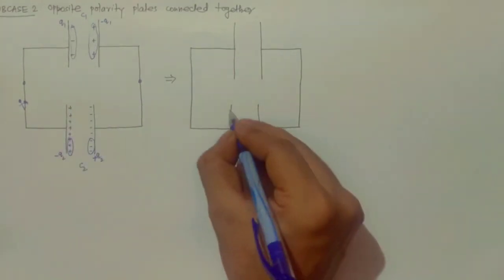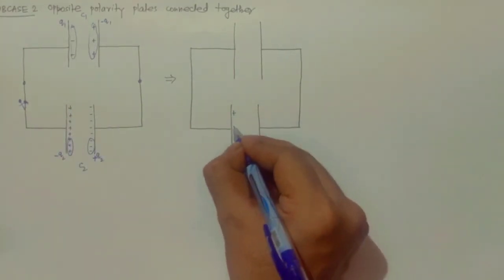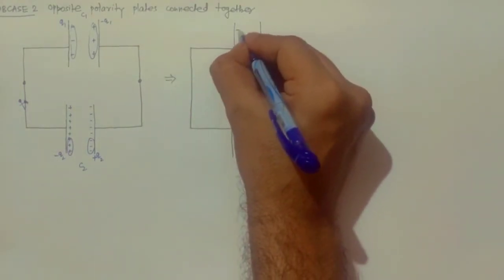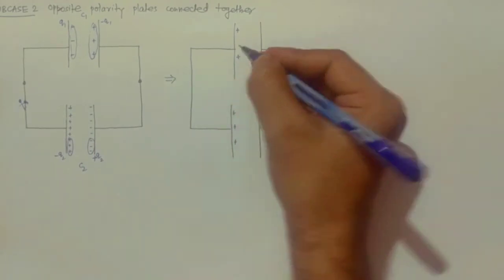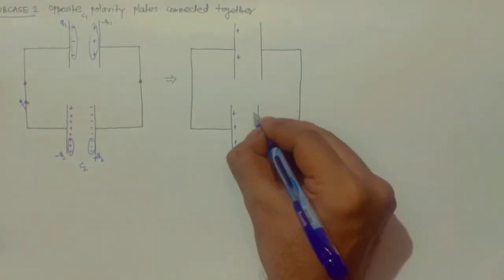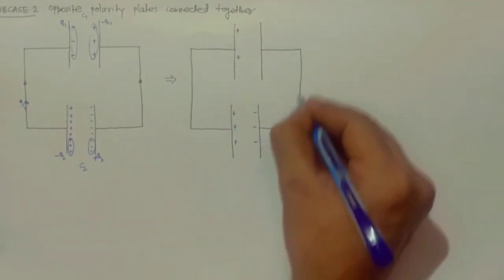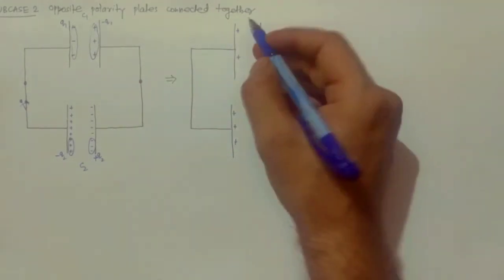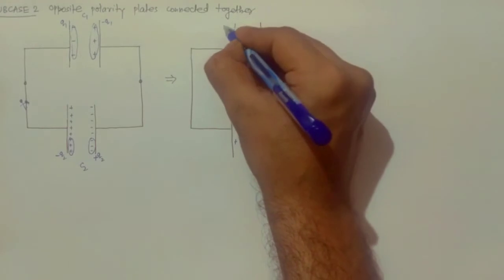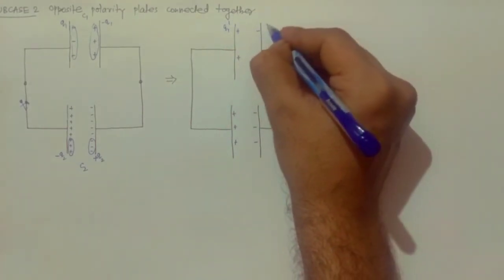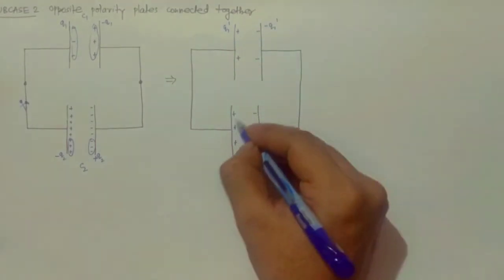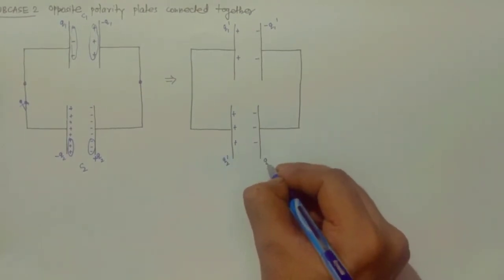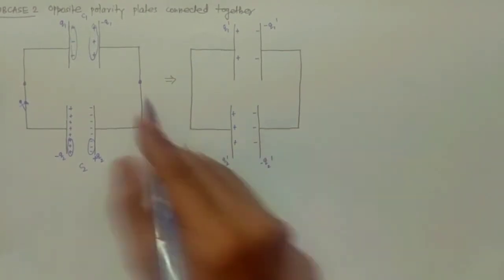So let us assume that 3 positive charges remain here finally, and 2 positive charges reach capacitor 1, and similarly for the negative plate, this plate acquires negative charge. So in the final situation, let us assume that this charge is Q1' and this will be -Q1', and similarly this is Q2' and this is -Q2'.